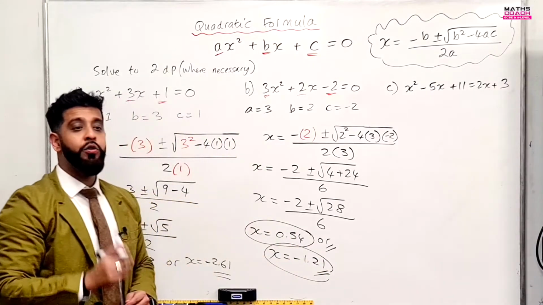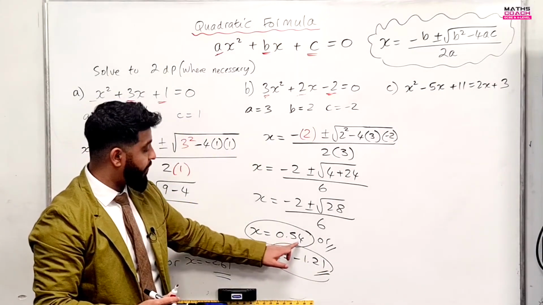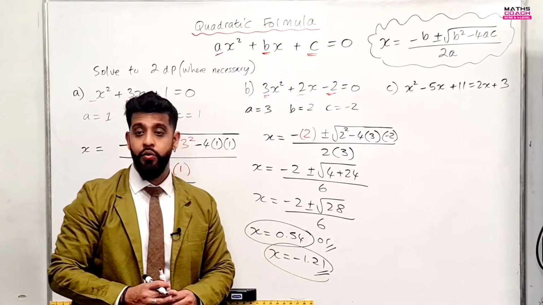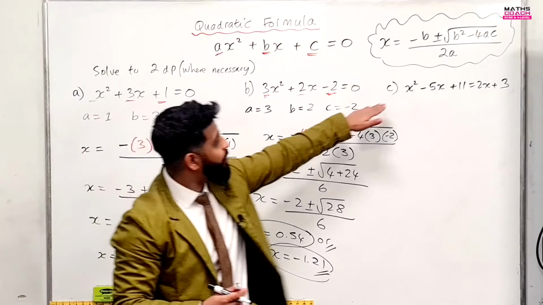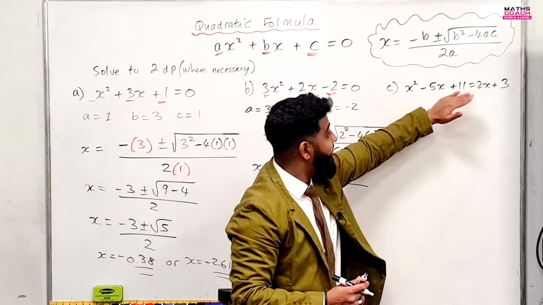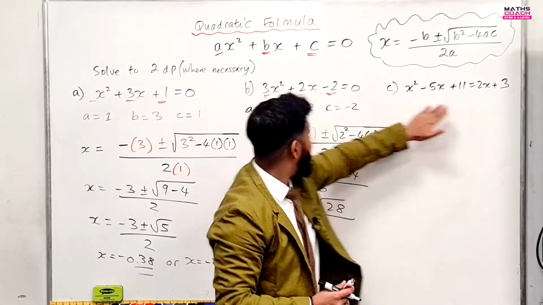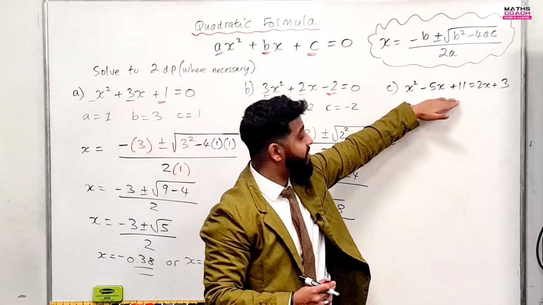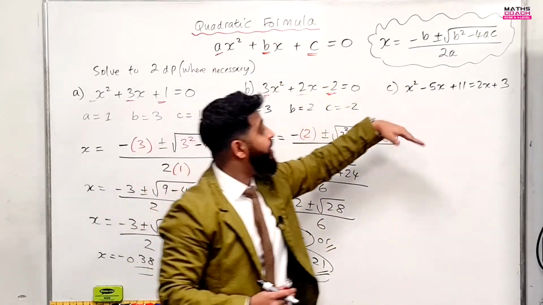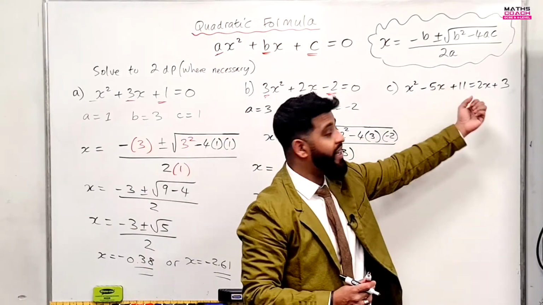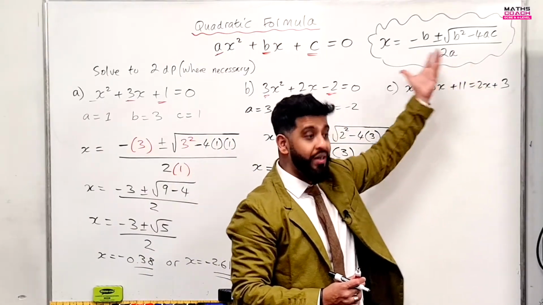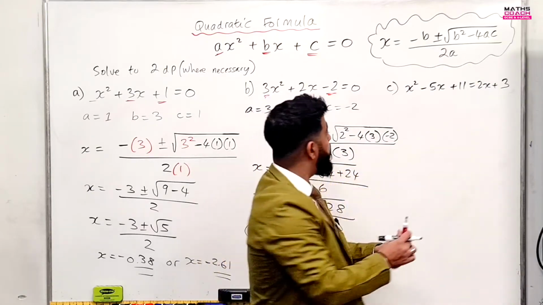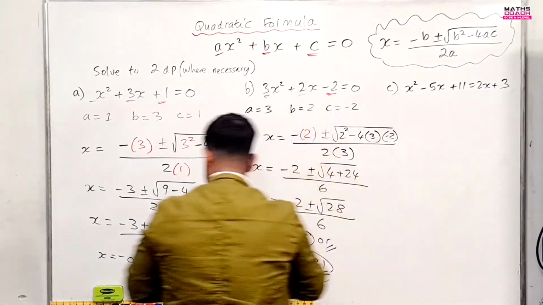So our two answers are x is equal to 0.54 or x is equal to minus 1.21. Now, let's go on to this last one. Have a look at this. This is currently not in this lovely form. So what will I have to do to this to get it into this form? I need to rearrange it by taking everything over to one side so that I have a 0 on one side. Okay?